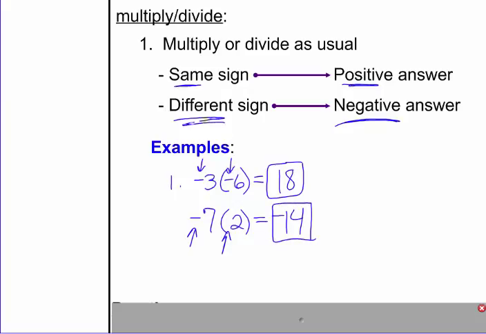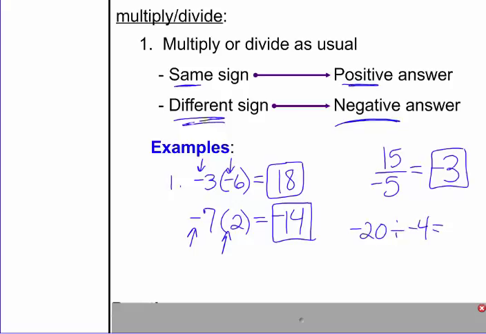And it works the same if you divide. So if you have 15 divided by negative 5. Okay, 15 divided by 5 is still 3. And a positive divided by a negative, the signs are different, means it's going to be a negative 3. And remember, you can also write it this way. So negative 20 divided by negative 4. This time, the signs are the same. Okay, so 20 divided by 4 is 5, and it's going to be a positive 5 because the signs are the same. They're both negative, so it's a positive 5.